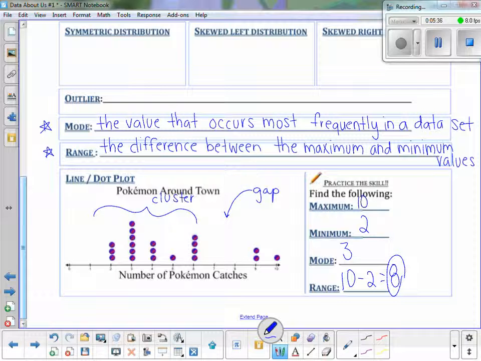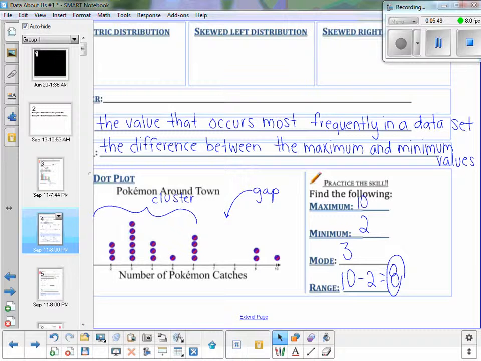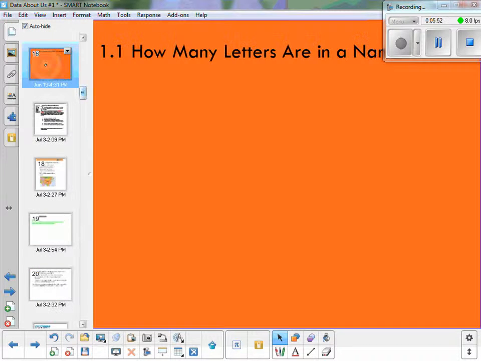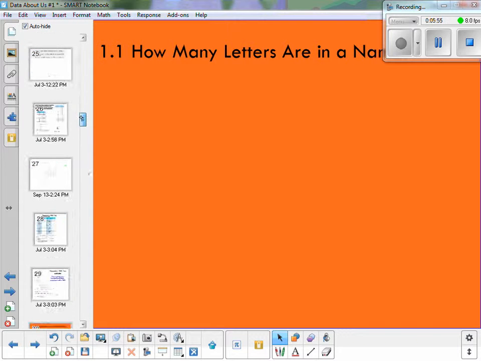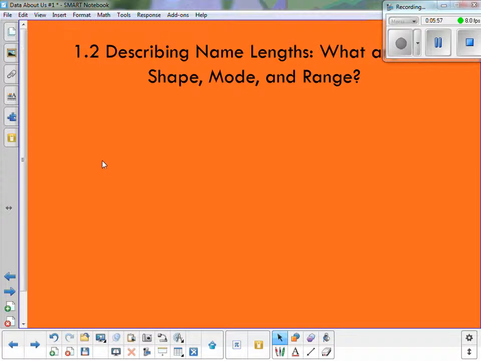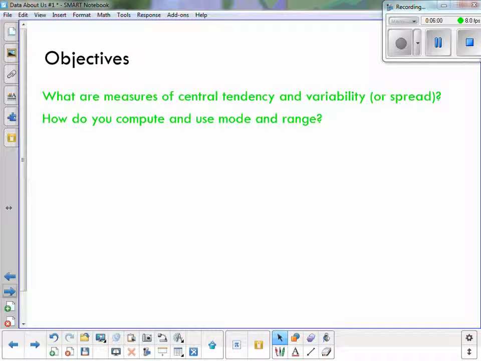All right. Please open up to Investigation 1.3 on page 16. Our objectives today are to start looking at measures of central tendency, so how we can describe a center, and how we can describe how things are spread out. So specifically, by the end of today, you should be able to compute both the mode and the range and say what that actually means.